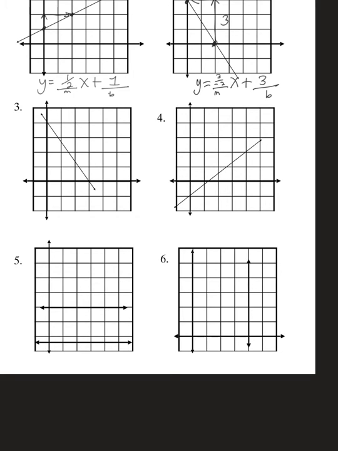Okay, so for number 3, my slope is rise 1, 2, 3, 4, run -3, so 4 over -3x, and then 1, 2, 3, 4 is my y-intercept. For number 4, my slope is rise 3, run 4, and then my y-intercept is -1.